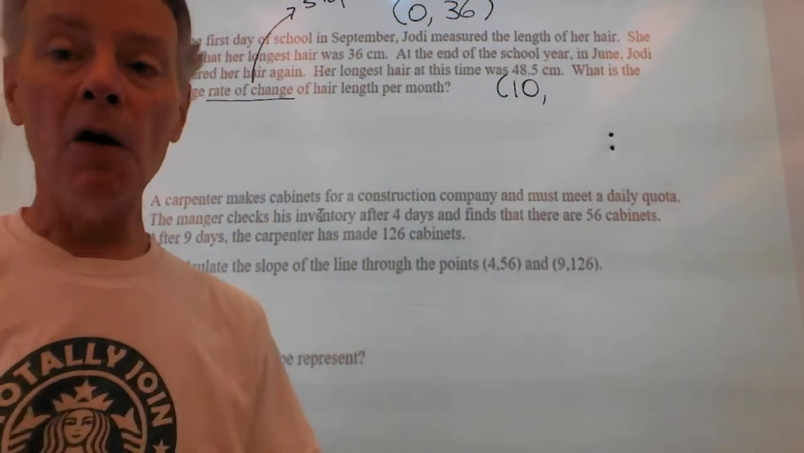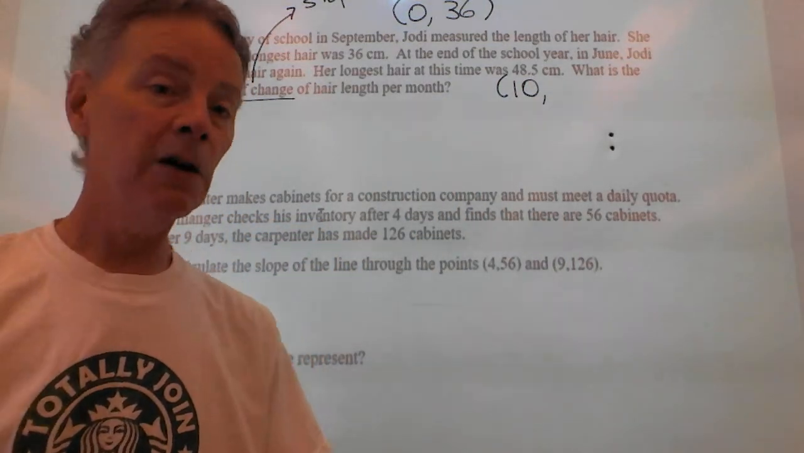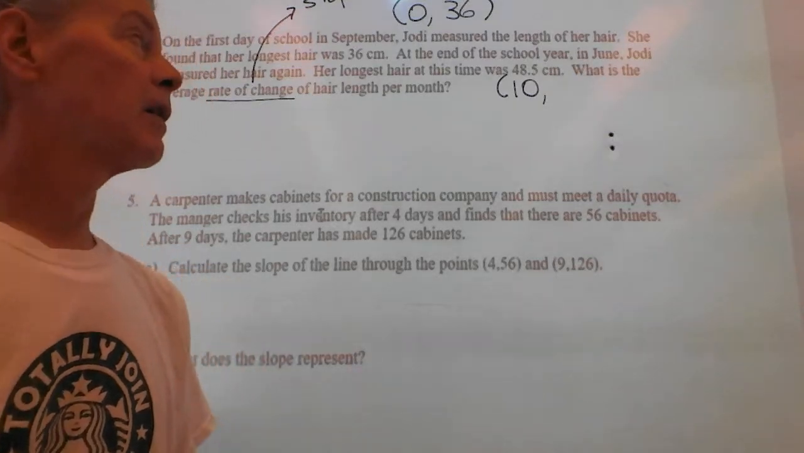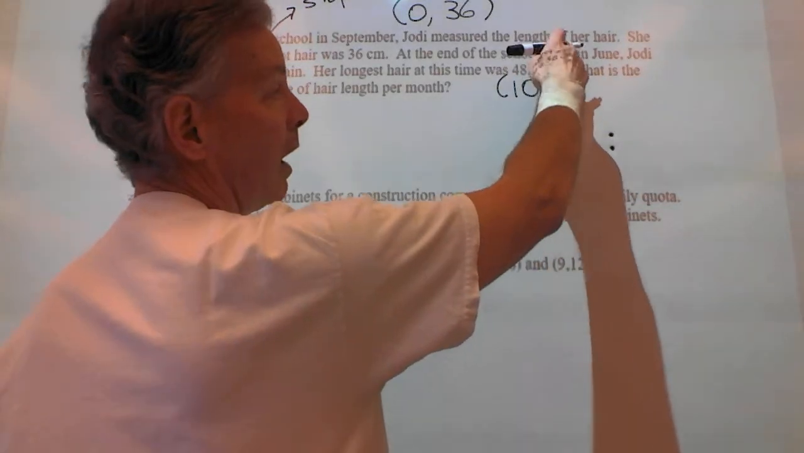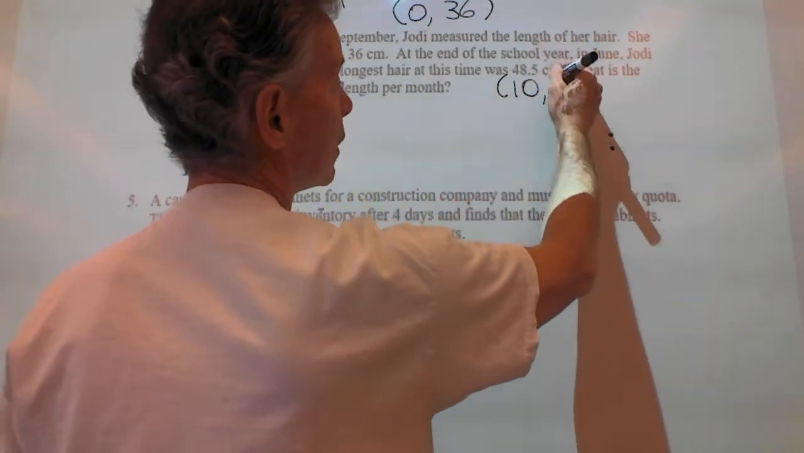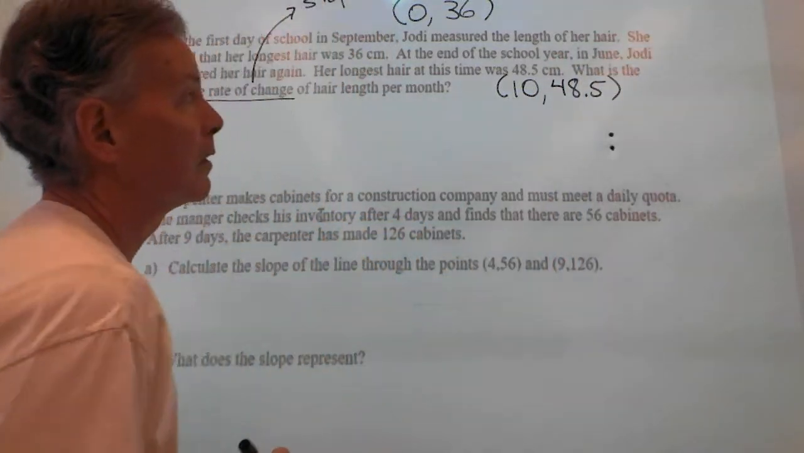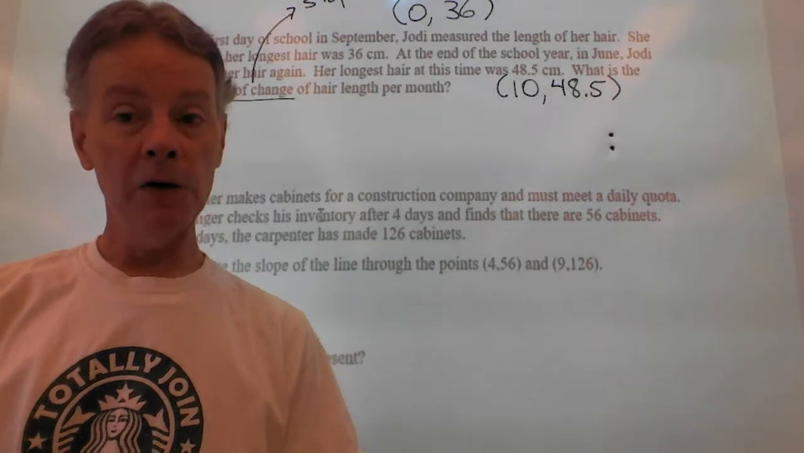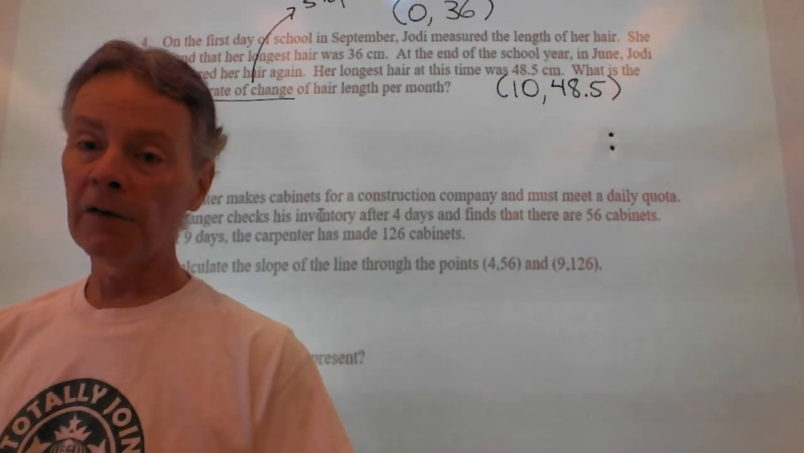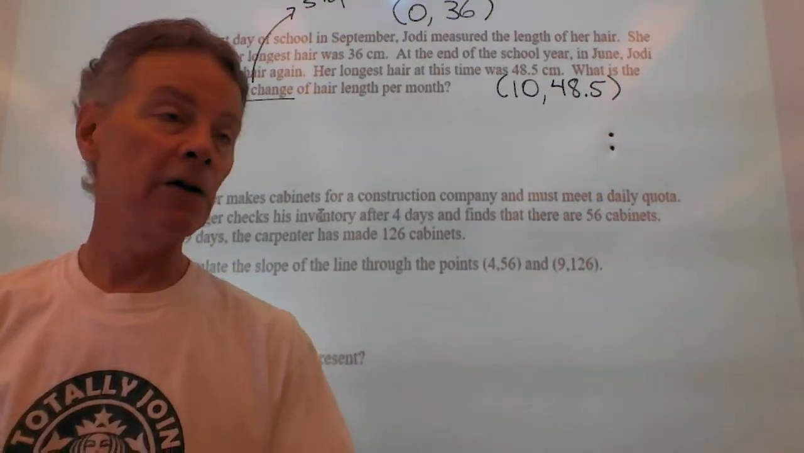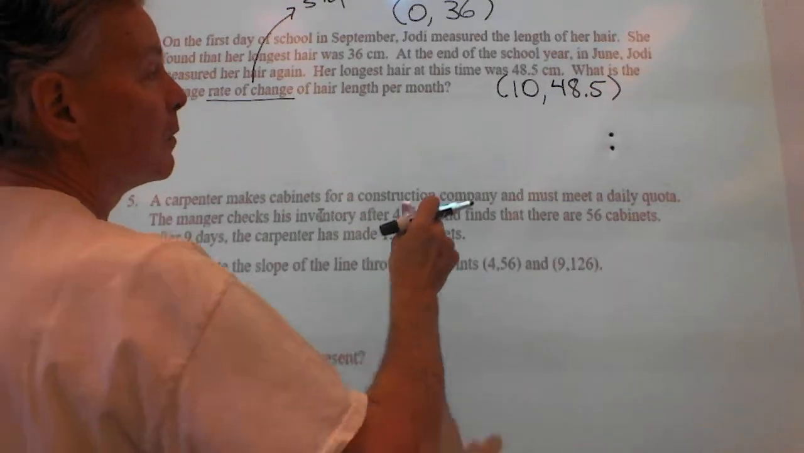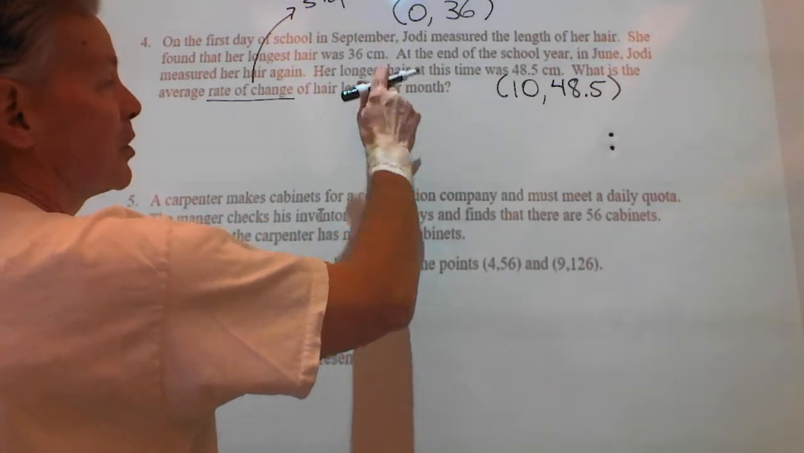Remember, time is always, always, always going to be an x value. Anytime you're given time, it's x. Her longest hair at the end of June was 48.5 centimeters. Whoa, we have 2 points. As soon as you have 2 points, you can always find the slope. Okay? So, what is the rate of change?